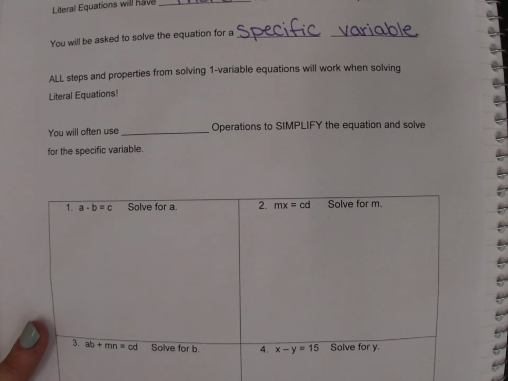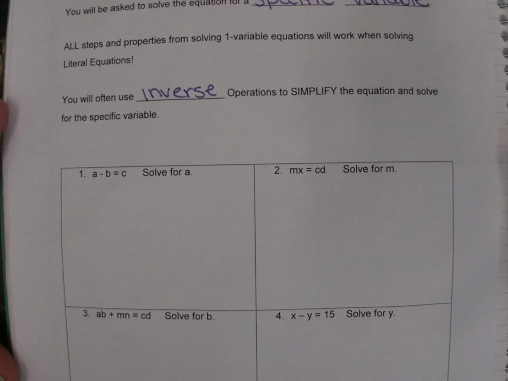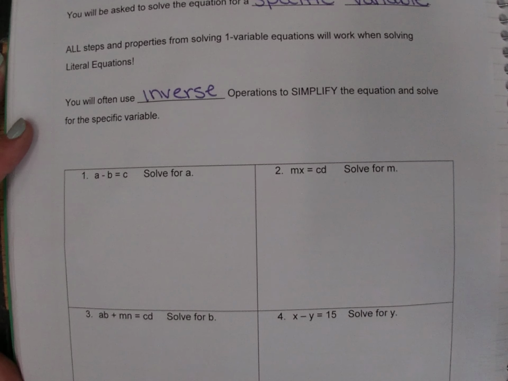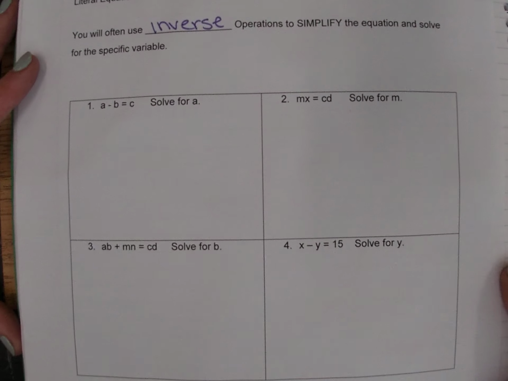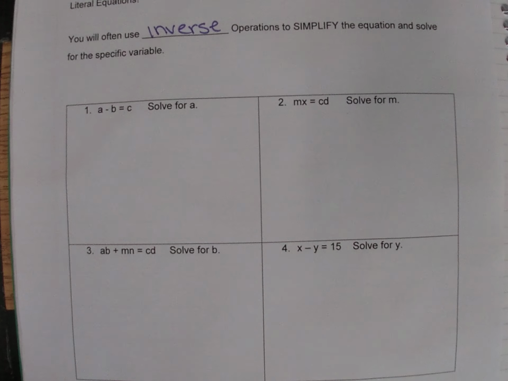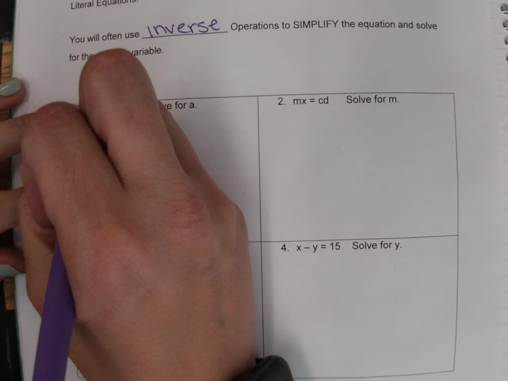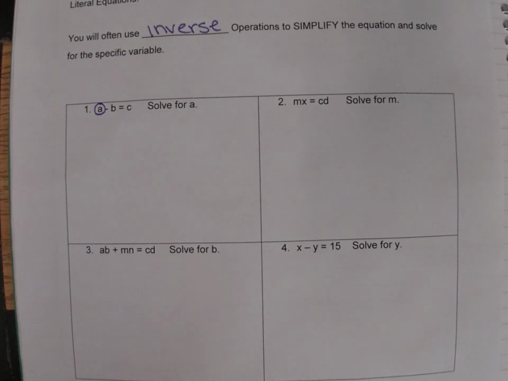The majority of the time we are just going to be using our basic inverse operations to simplify the equation and then get it to its specific variable. So for example, number one has a minus b equals c, and it's asking us to solve this for a.